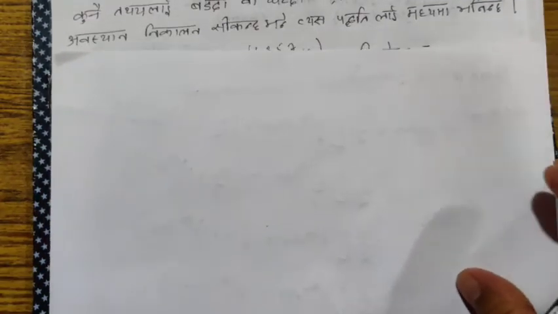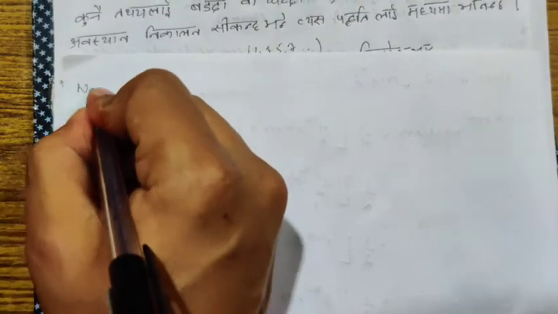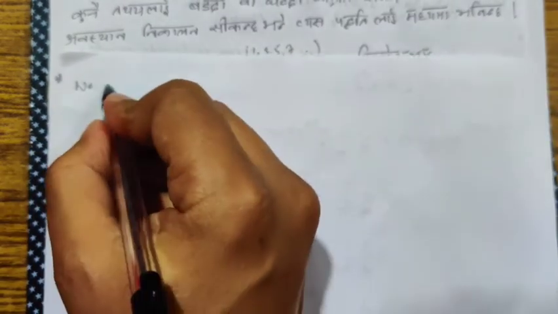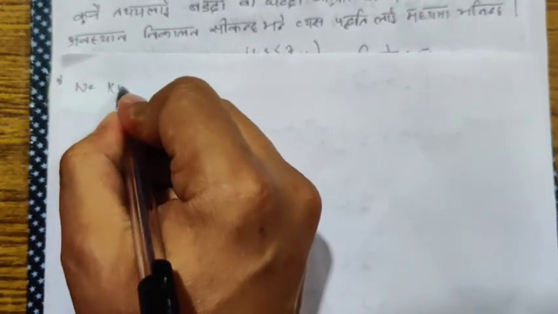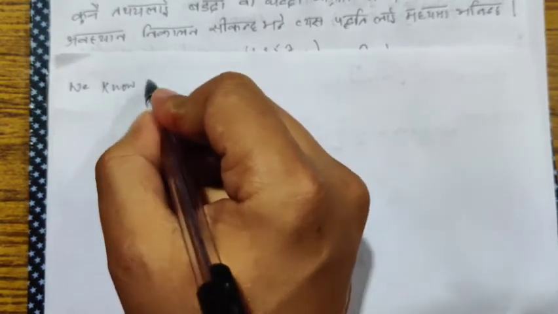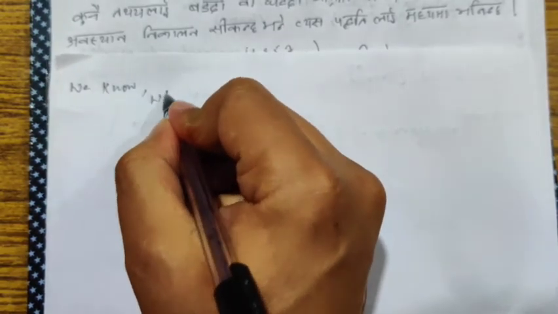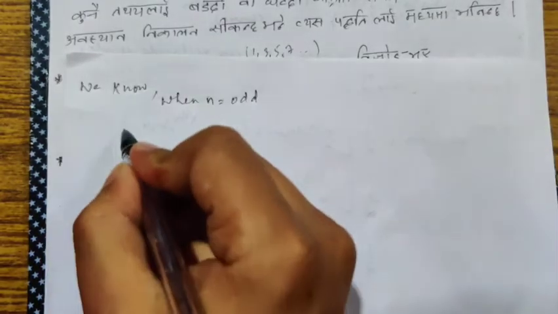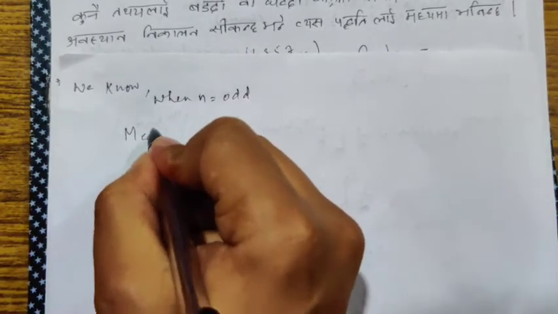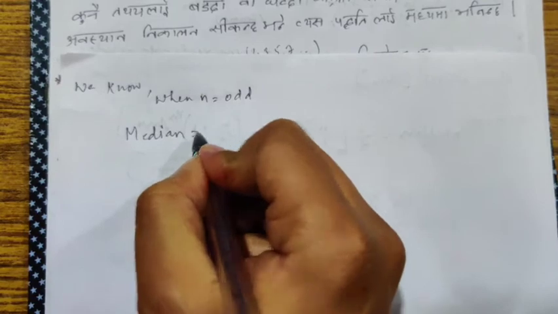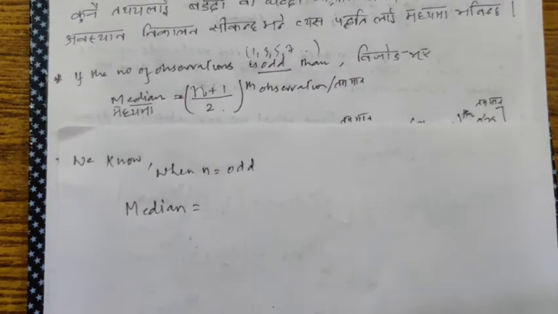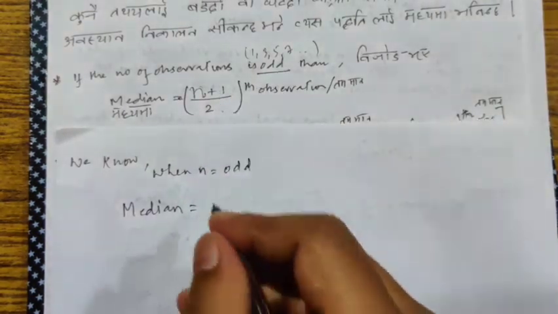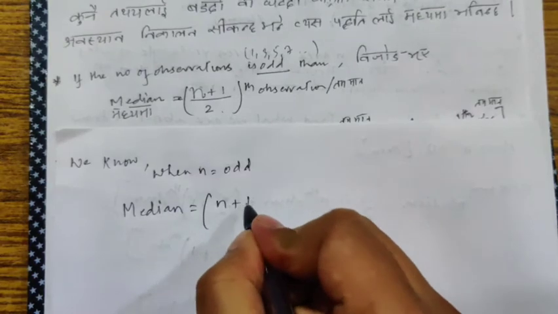So I'll do it out here. I hope everyone can see. We know when n is odd, the formula is what? Median equals, what's the formula? Please, this is how I've told you all to write.